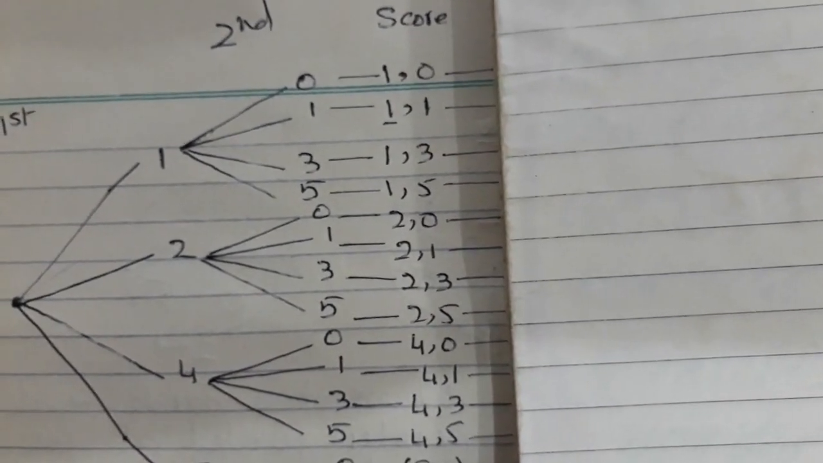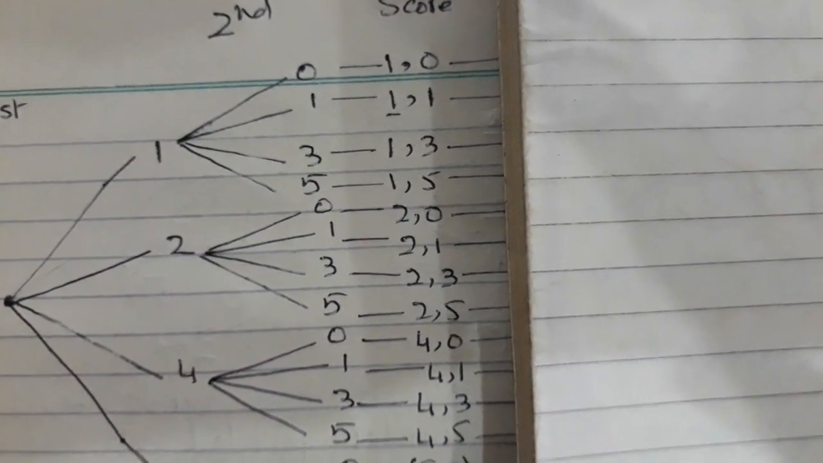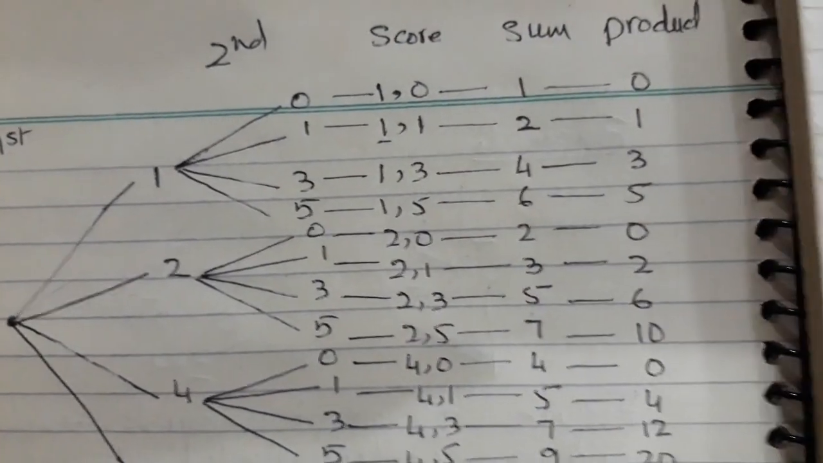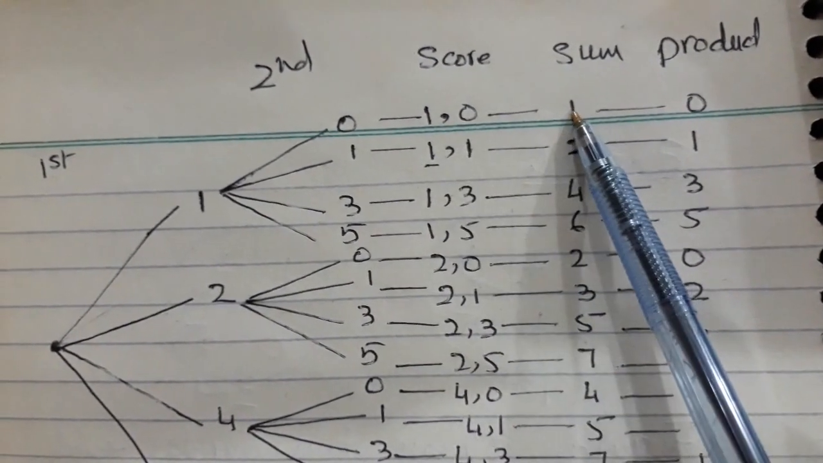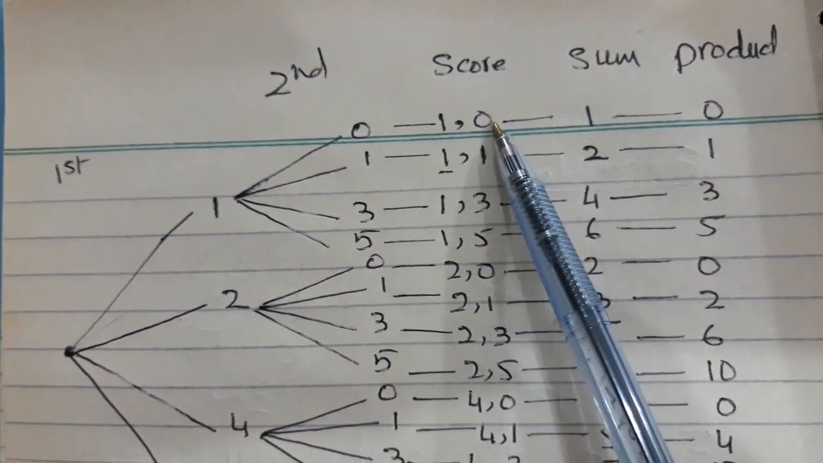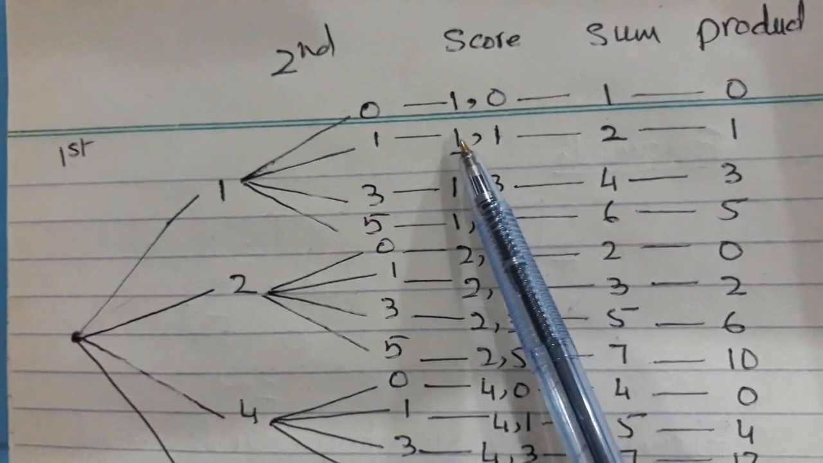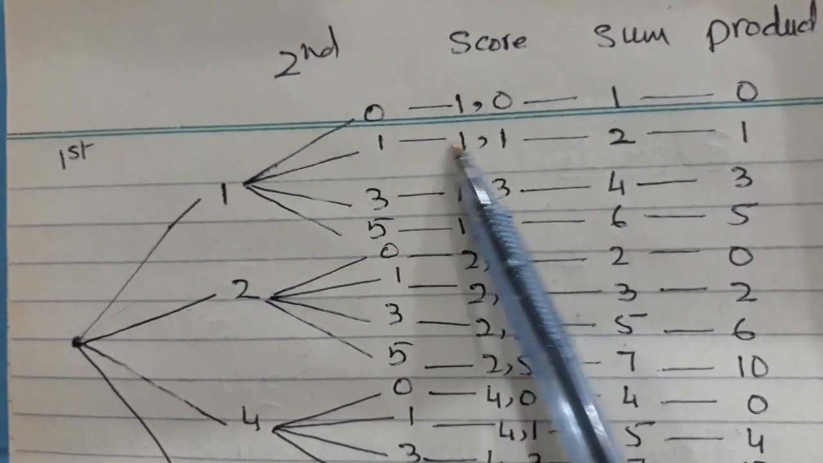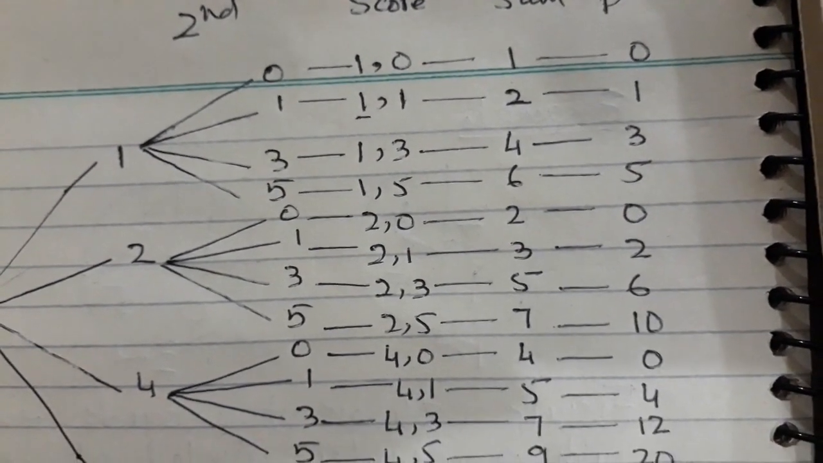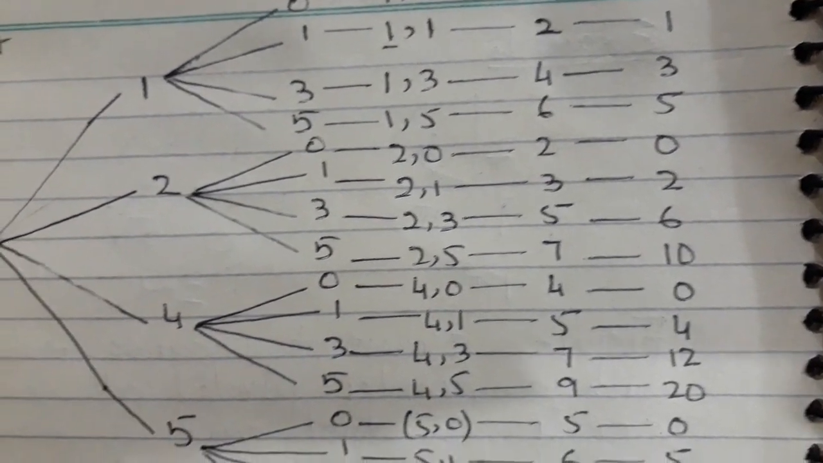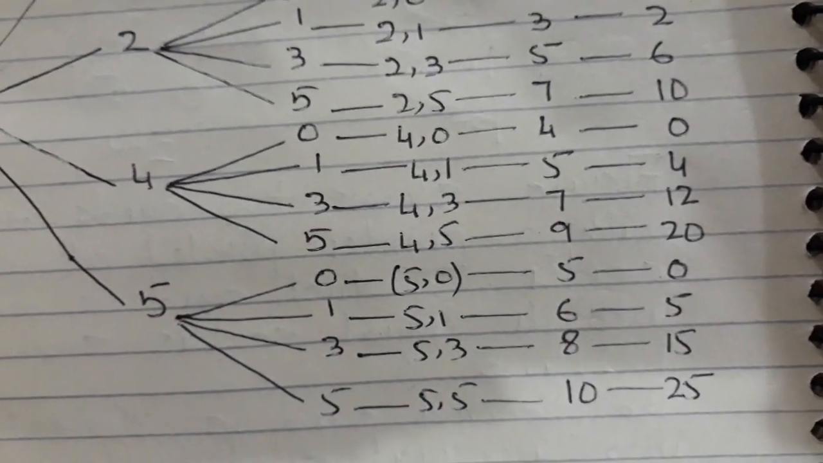After that, because a few questions were talking about the sum of the scores or the product of the scores, I am writing sum and product here also. So for sum, 1 and 0, if you add up, it is 1. 1 multiplied by 0 is 0. For example, another one, 1 plus 1 is 2, 1 multiplied by 1 is 1. Similarly, I am completing the table, or just the list of sum and product, so that I can calculate the probabilities easily.